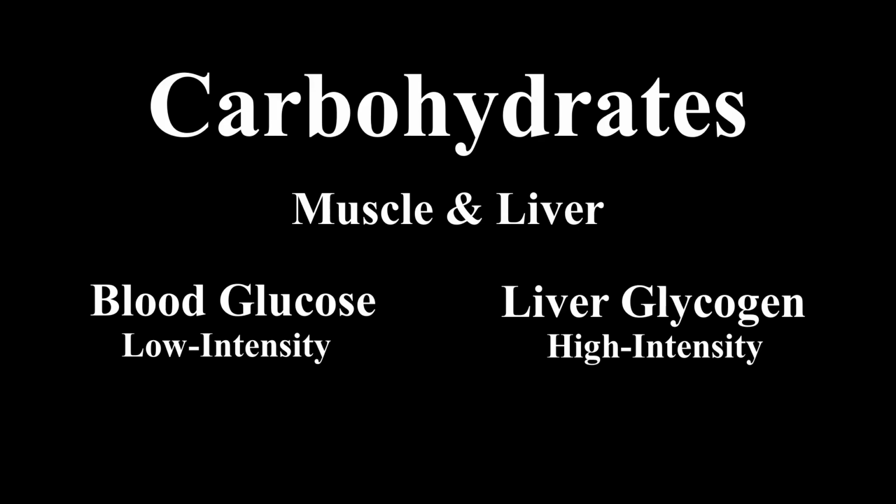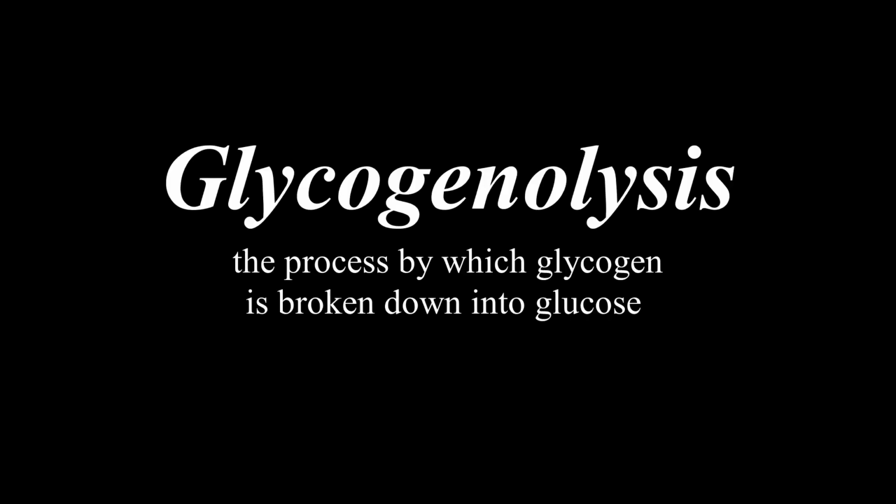Substrate sources. Sources of carbohydrates are in the muscle and liver. Blood glucose is the primary fuel for low-intensity exercise. Muscle glycogen is the primary fuel for high-intensity exercise. Prolonged exercise stimulates glycogenolysis to break down glycogen and release glucose into the blood.